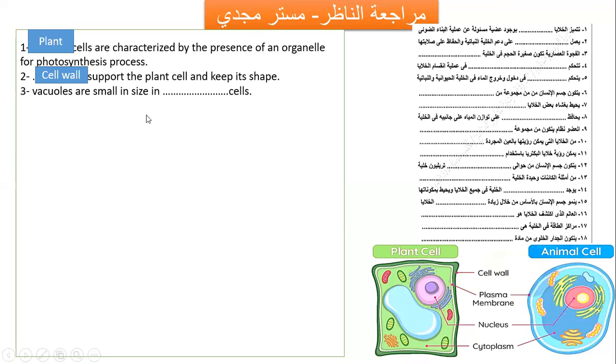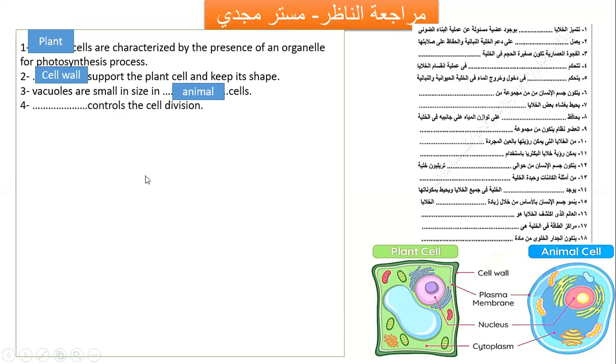Number 3. Vacuoles are small in size in what cell? So look here. This is the animal cell vacuole, and this is the sap vacuole in plant cell. Which one is small? In animal cell or plant cell? Yes, animal cell. So animal cells have many small vacuoles.